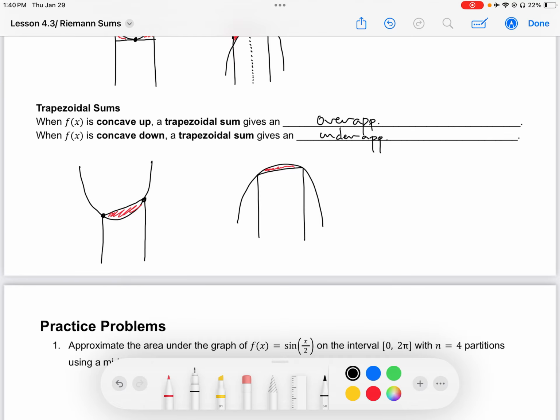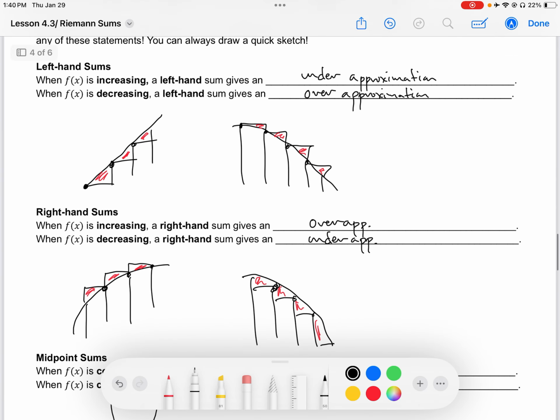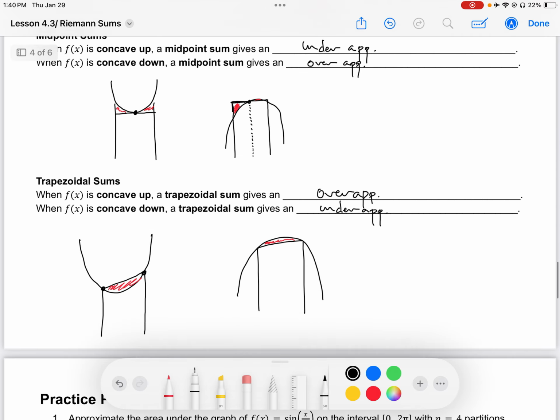Again, I would not suggest memorizing these, but rather being able to draw a picture and sort of figure it out from there. Left hand and right hand are quite straightforward. Midpoint and trapezoidal require a little bit more careful thinking.